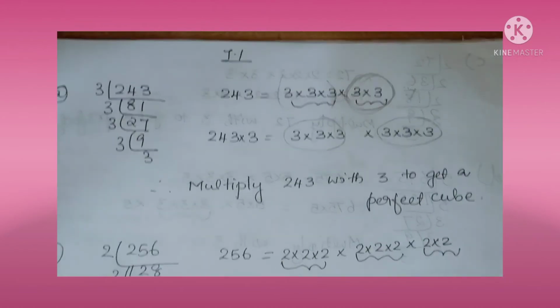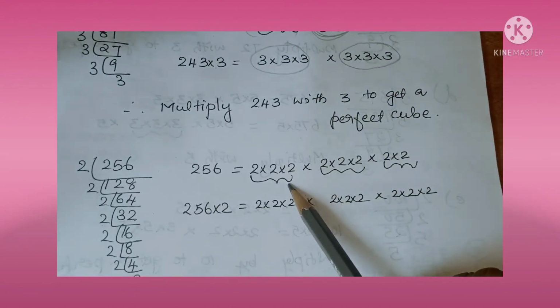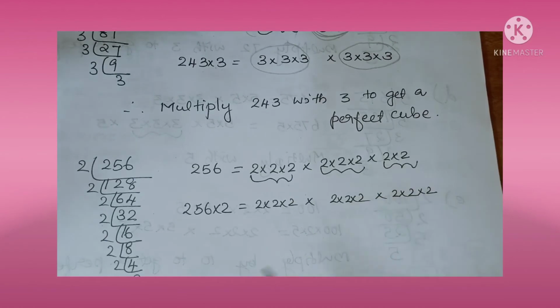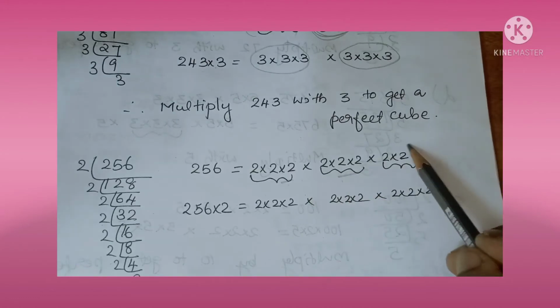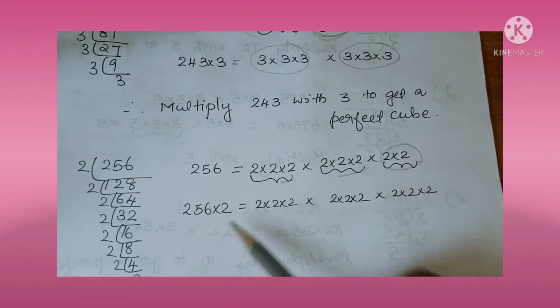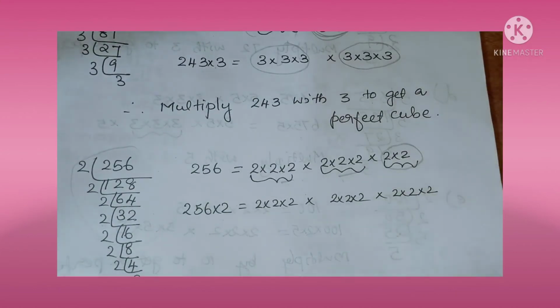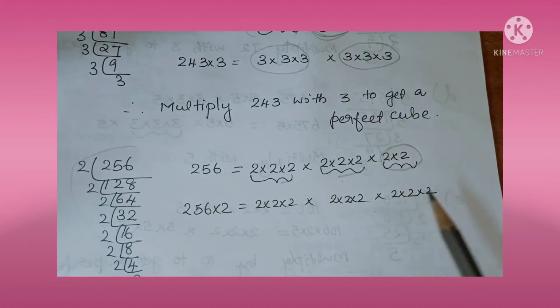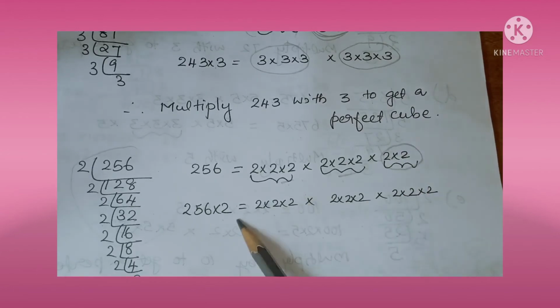The next, 256. In 256, can you observe that 8 2s are there. That means we can take 2 sets, 3 in each, but in one set only 2. So we want to multiply by 2 to make 256 a perfect cube. After factorization only we can find the numbers. Then we see which number is to be multiplied to get a perfect cube.